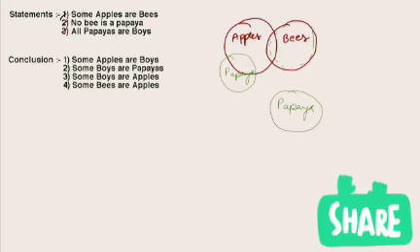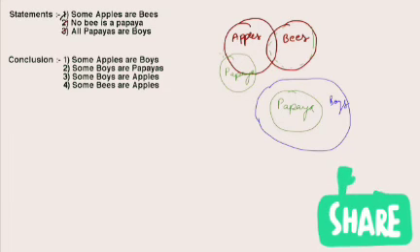And the third one is all papayas are boys. So all papayas are part of the bigger circle boys. So it can be like this. This is for boys. So now move on to the conclusions. Some apples are boys. If we look at this one, it is right. But there is a second possibility. Here there is no relation between apples and boys. So this conclusion can't be found. This is wrong. This is false.